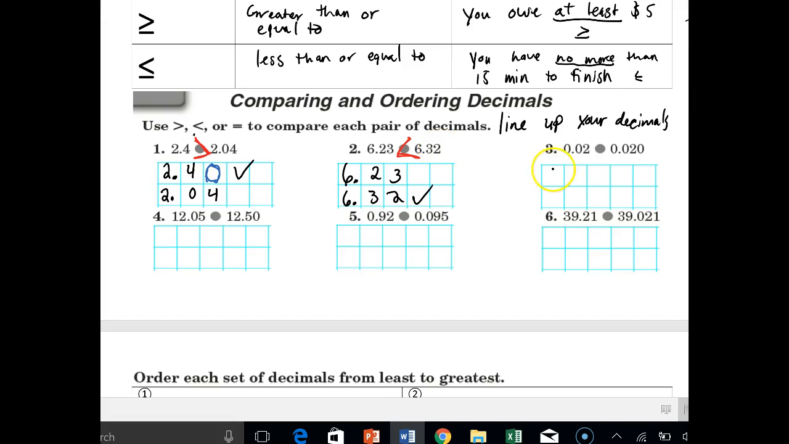Number 3, 0.02 versus 0.020. Again, an empty space, let's fill it in. And look at this. These are exactly equal. You have 20 and 20. So I'll say equal. So remember, any empty space you're going to fill in with zeros.